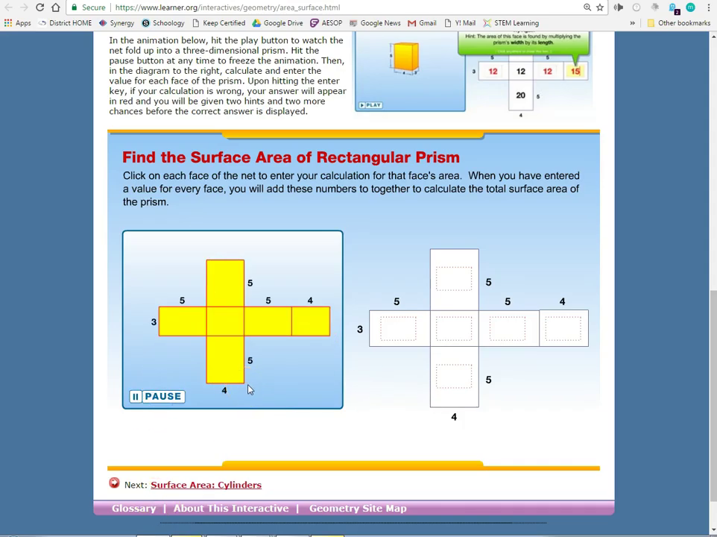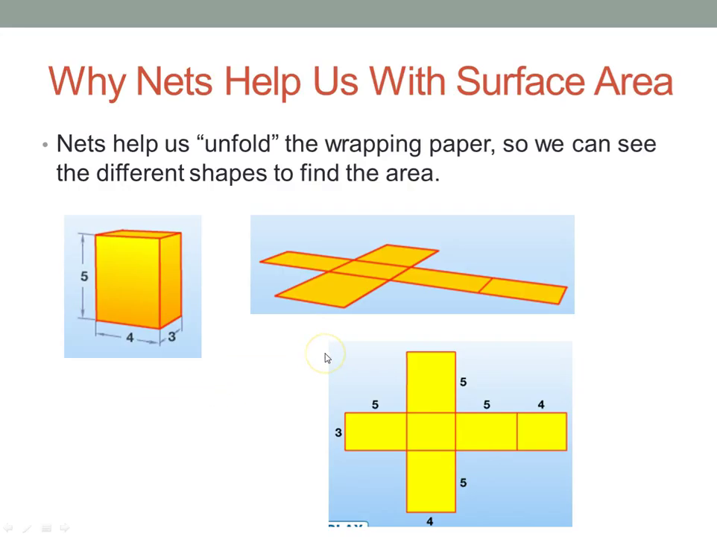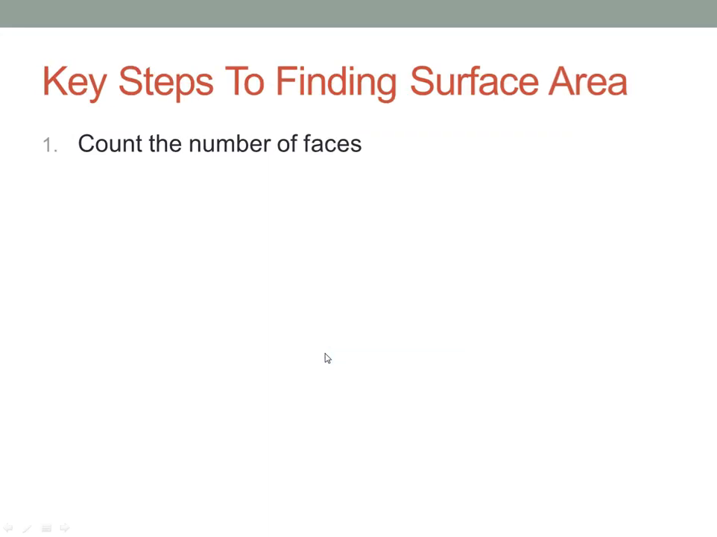So here's where we can have a net with dimensions. You can see how it folds up to a nice rectangular prism. We have those same dimensions here, and then you can unfold it to a net. So that's how nets and prisms are related. So let's keep moving, and let's talk about the steps to finding the surface area.